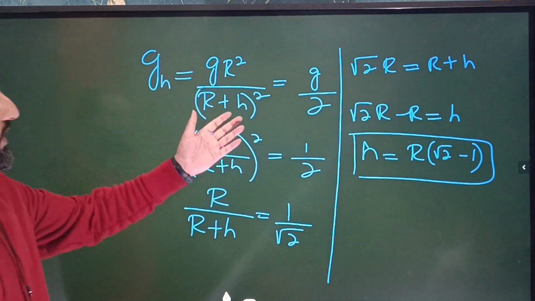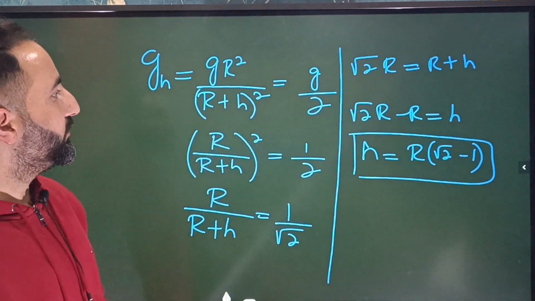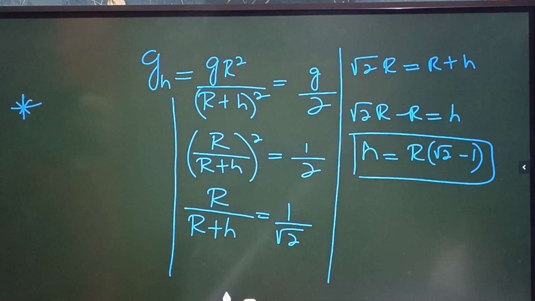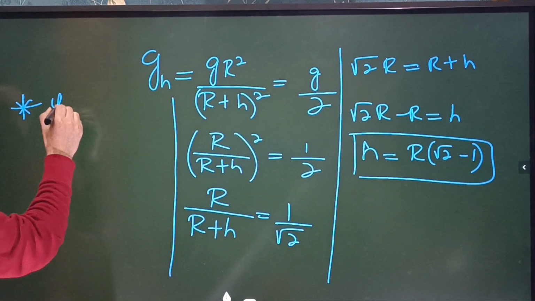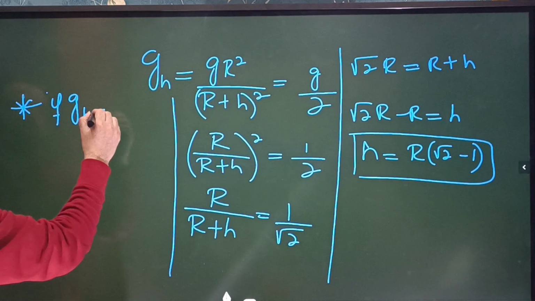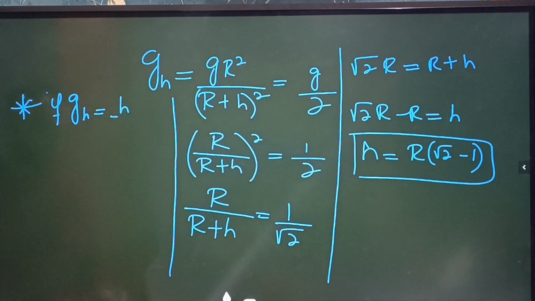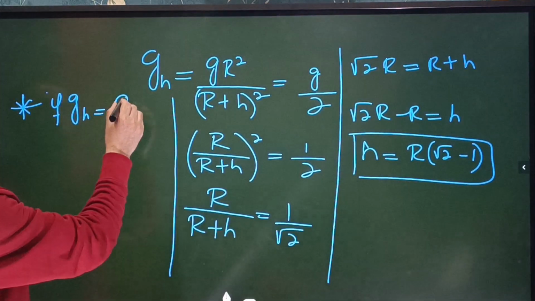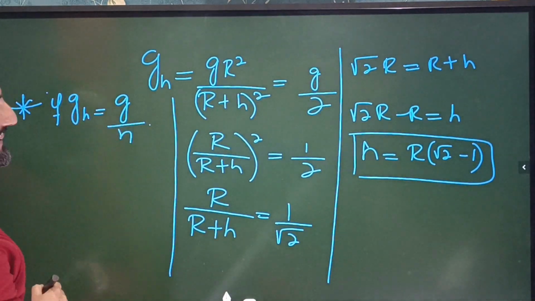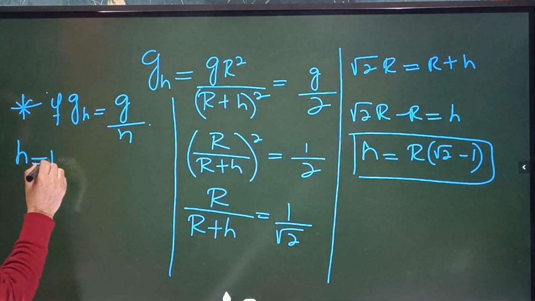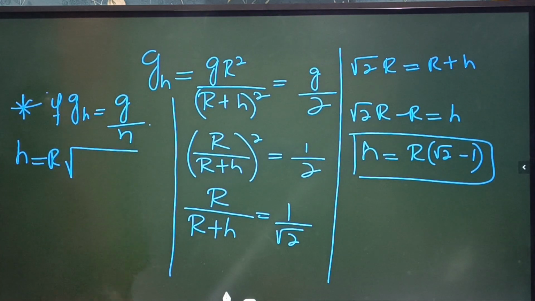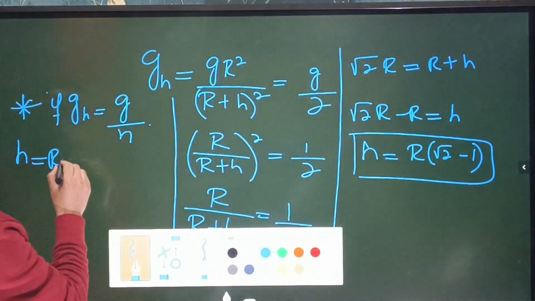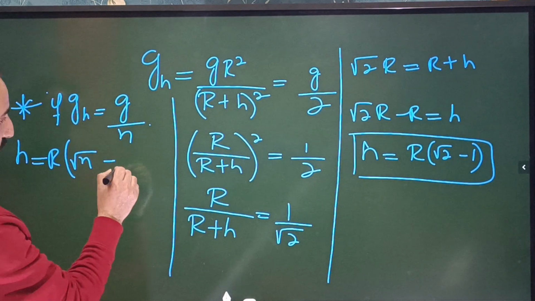Easy. g r square divided by r plus h whole square, then it is g divided by 2. If you remember, there is a shortcut technique for this as well. If g h becomes g divided by n, in that very case, this h is simply equal to r into root n minus 1, simply like this.